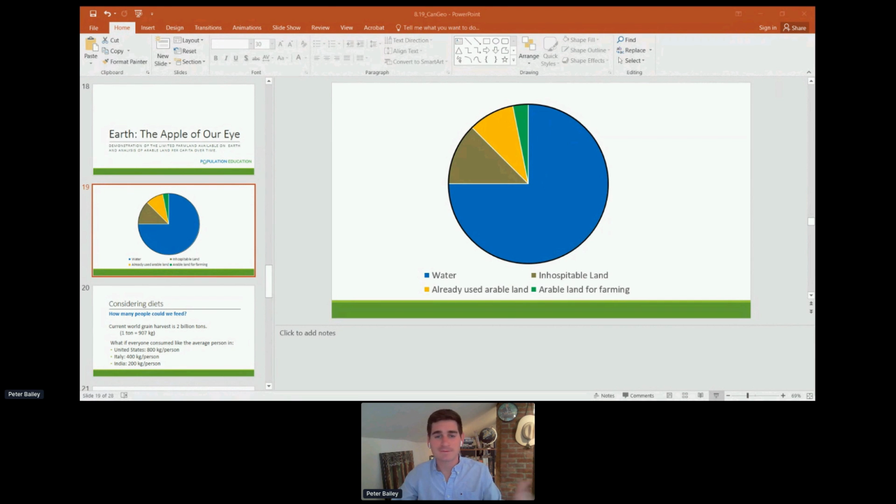And here's just a graph of the arable land versus population over time. Of course, as the population has grown, the amount of land per person has shrunk.